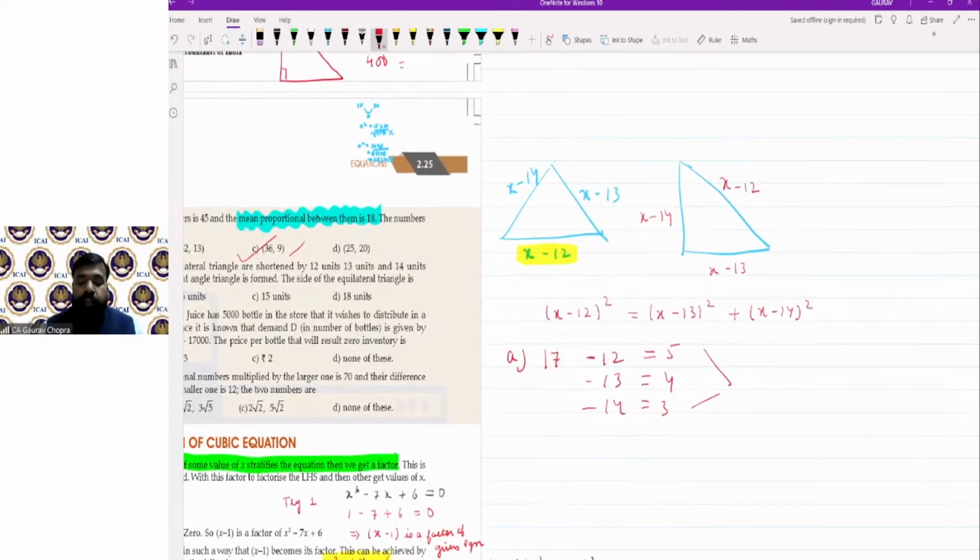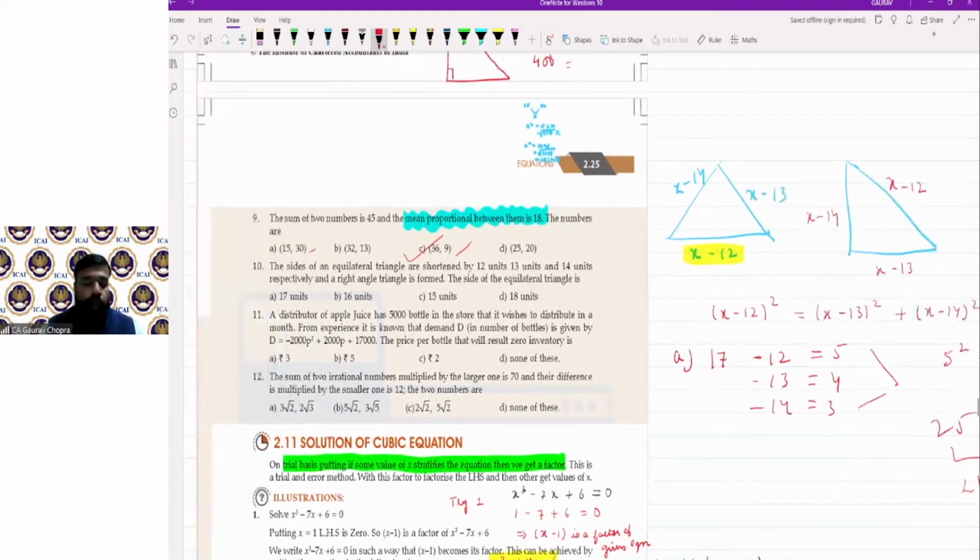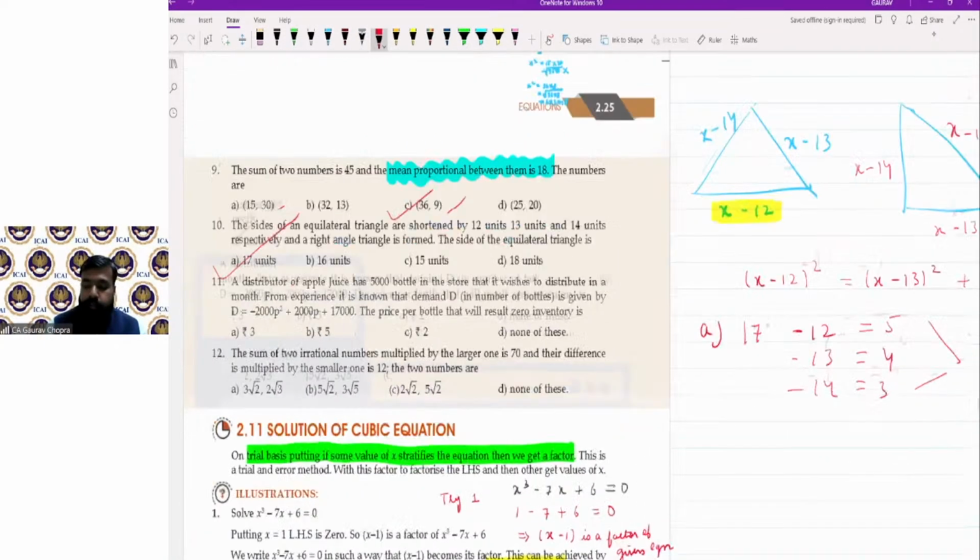Now you have to check whether Pythagoras is applicable here or not. So 5 square must be equal to 3 square plus 4 square. So 9 plus 16 is 25. And here also it is 25. So LHS is equal to RHS. Both sides are equal. Therefore, option number A will be correct.